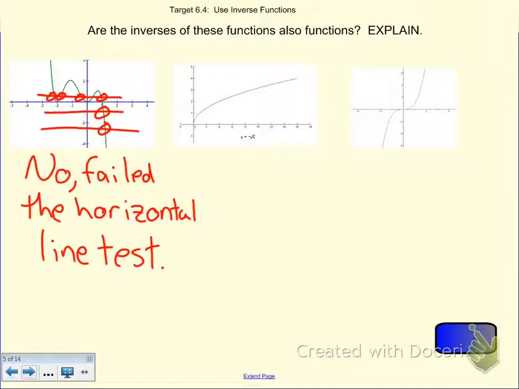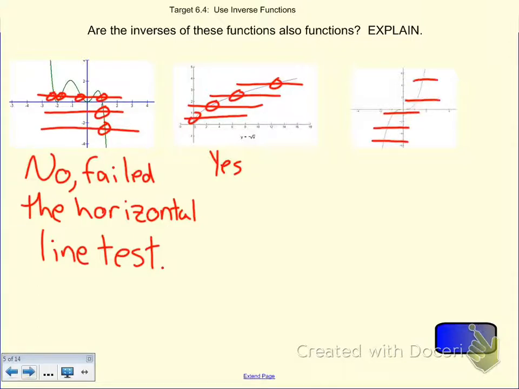Okay, this next one, we draw horizontal lines. It only ever hits the graph once. So yes, the inverse is a function because it passed the horizontal line test. And this last one, again, anytime we hit the graph, we only hit it one time. So yes, the inverse of this function is also a function.